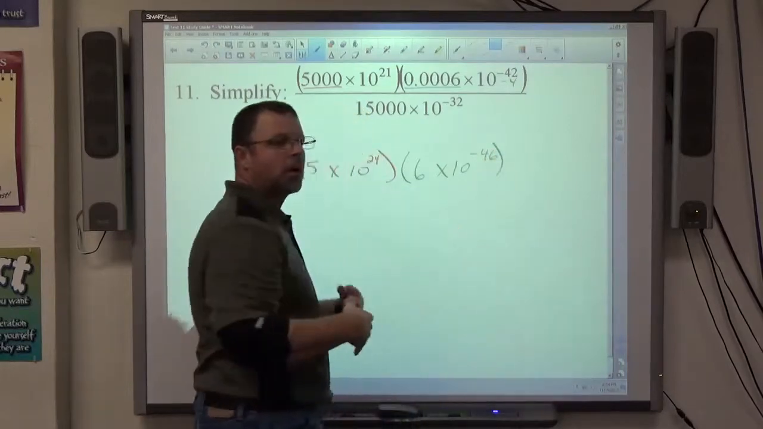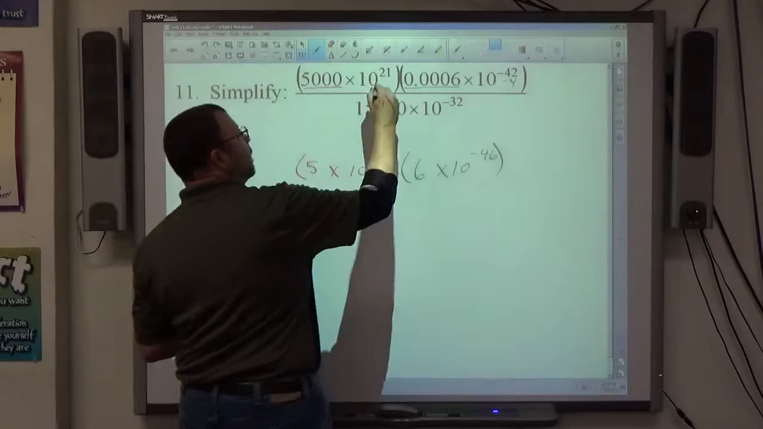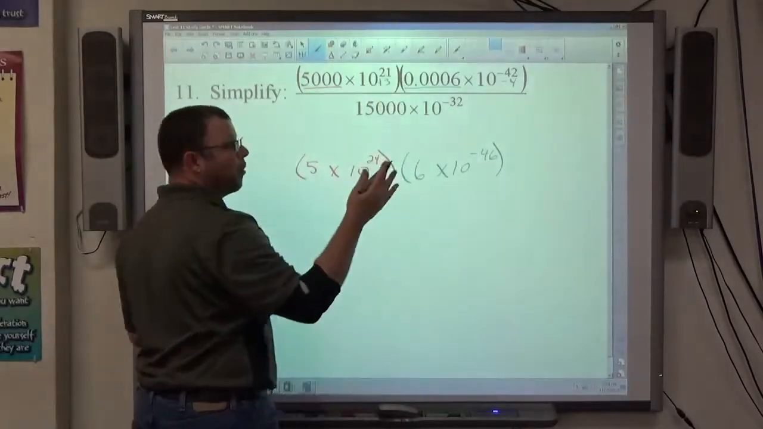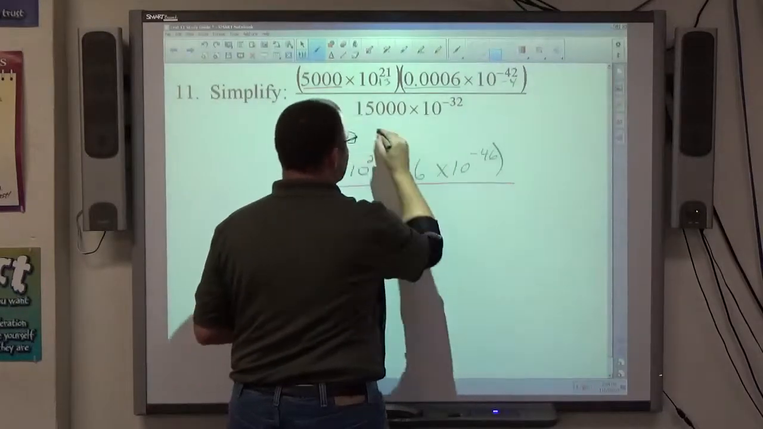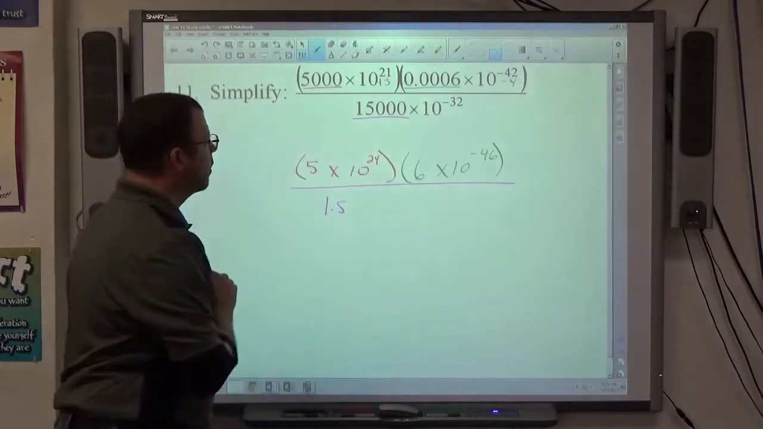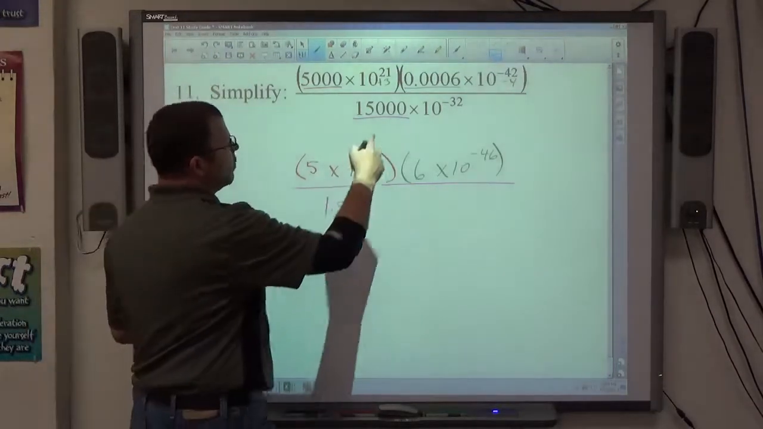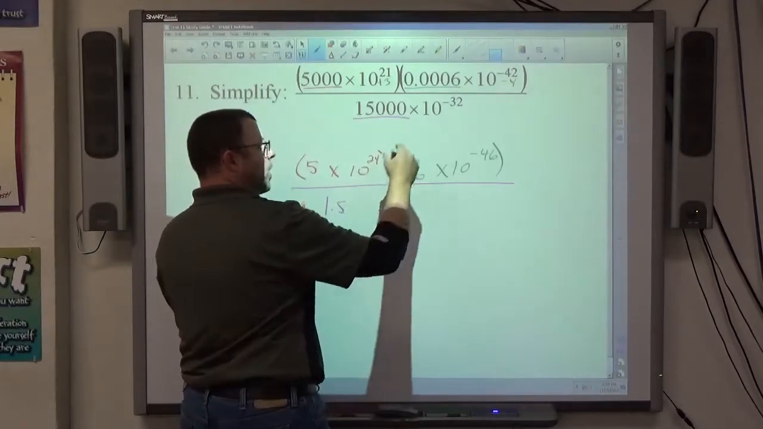Be careful, smaller means subtract. If you subtract from a negative, you actually add the numbers. This was plus 3, 21 plus 3, both positive. Add to make a positive 24. On the bottom here, I've got 15,000. I want that to be 1.5. All right, so 1.5, and that's 1, 2, 3, 4 decimal places smaller, so I have to make this 4 bigger, which is plus 4.